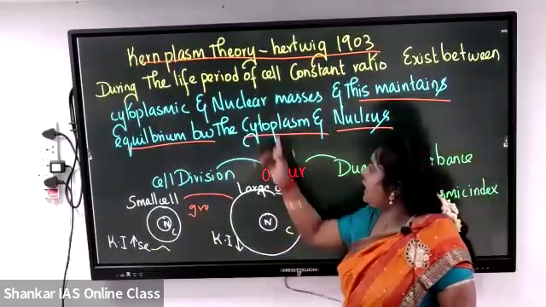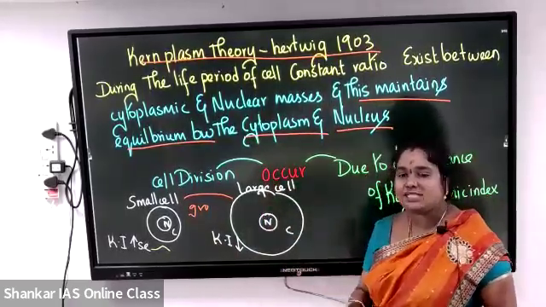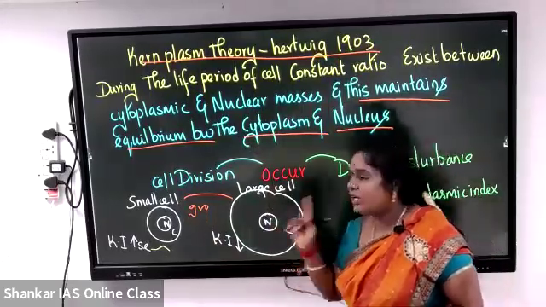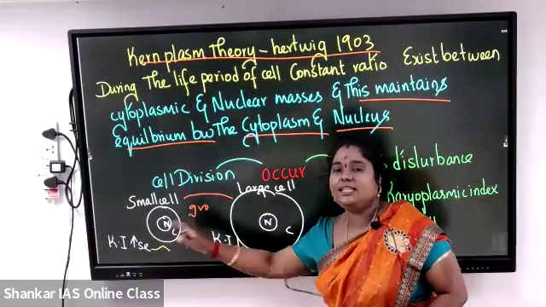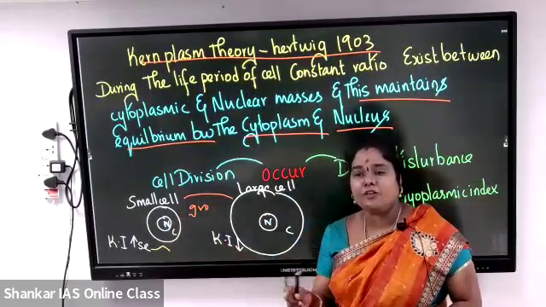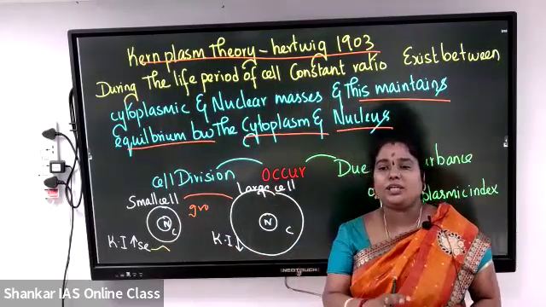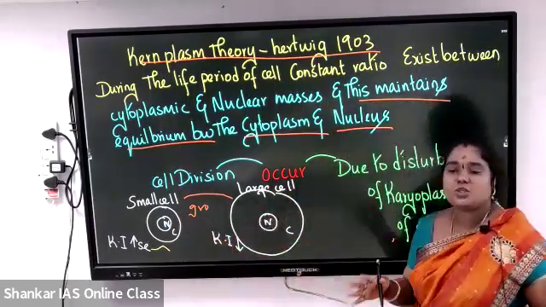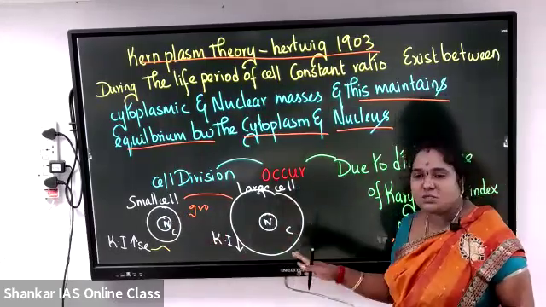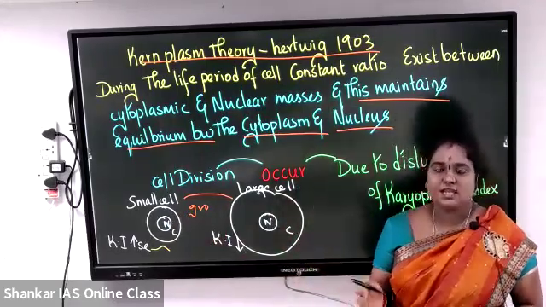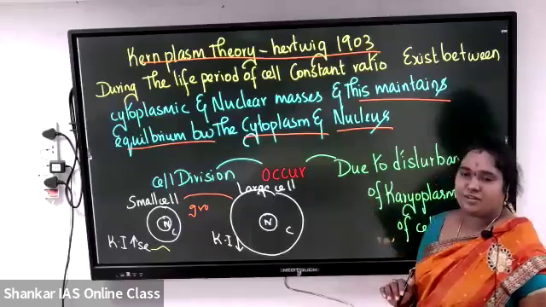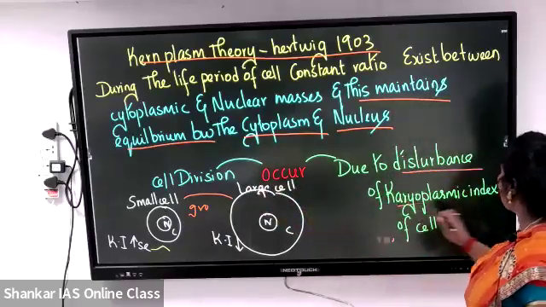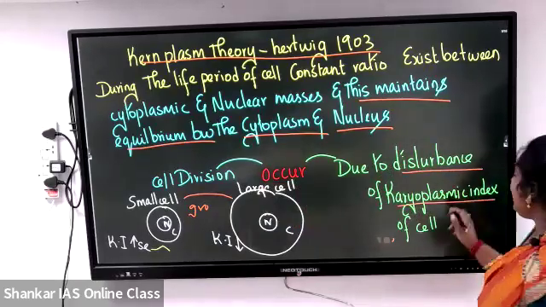Now when you take the ratio of the cytoplasm and nucleus, it keeps varying and they don't have an equilibrium. Do you understand? When the cell is here, it is able to express an equilibrium ratio between the nucleus and the cytoplasm. So it is a normal cell. When the cell starts growing, the cytoplasm becomes big and the nucleus becomes less. So what do we understand from this? When cell division occurs, it is due to the disturbance of this karyoplasmic index ratio.